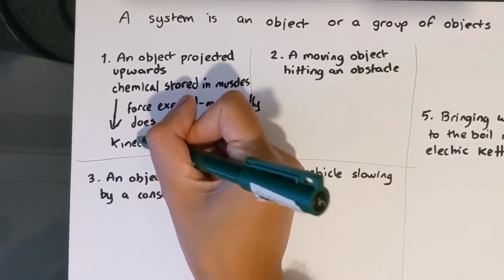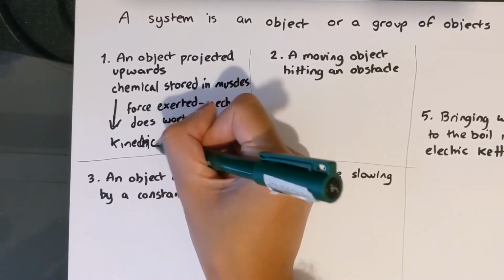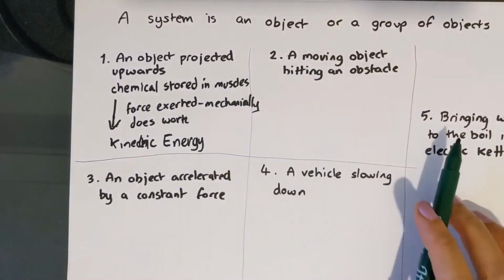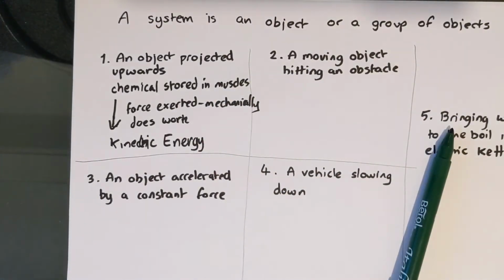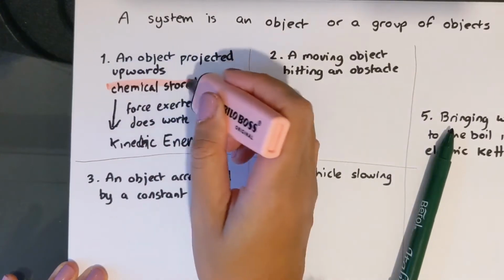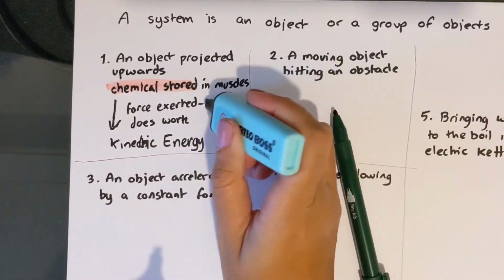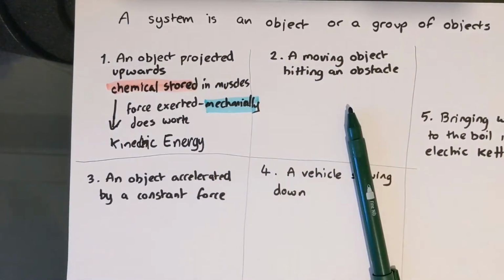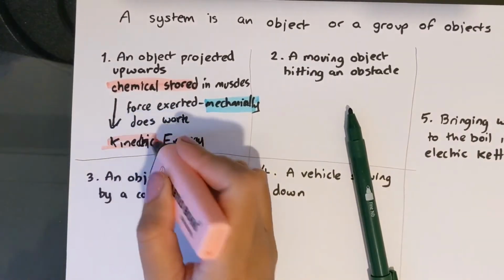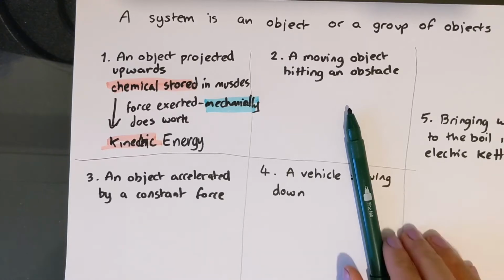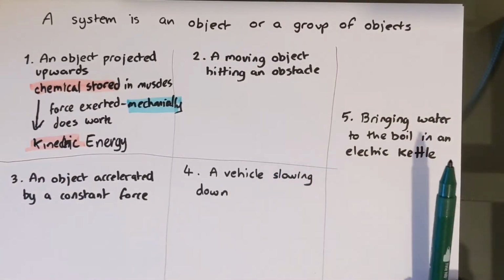Kinetic energy. Okay, so we've got chemical store. Yeah, chemical store, mechanical transfer, kinetic store. That is our first typical scenario. The second one then, a moving object hitting an obstacle.